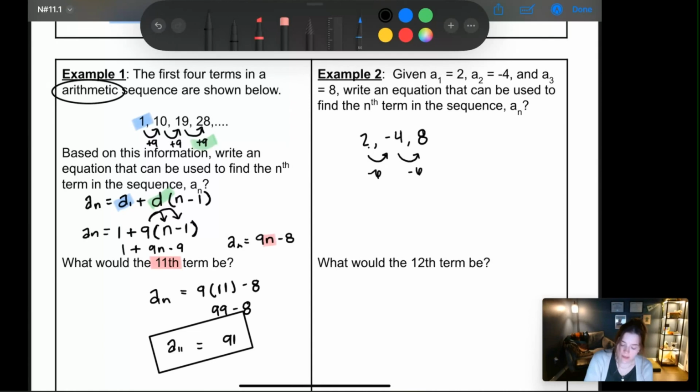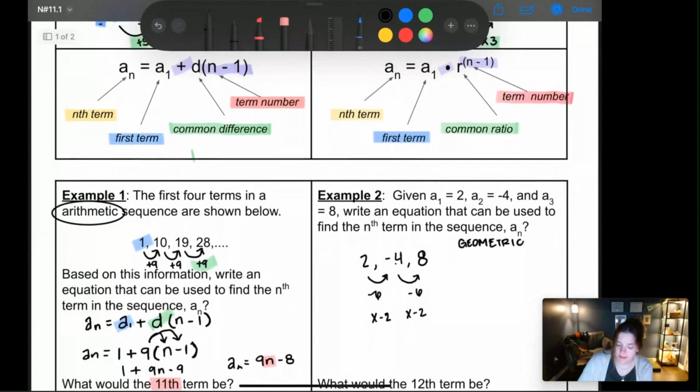Let's check to see. If I go from 2 to negative 4, I could have multiplied by negative 2, right? 2 times negative 2 is negative 4. If I multiply by negative 2 here, what is negative 4 times negative 2? Positive 8, right? Because a negative times a negative is a positive. So this has to be a geometric sequence. And if this is a geometric sequence, then we will follow this formula right here.